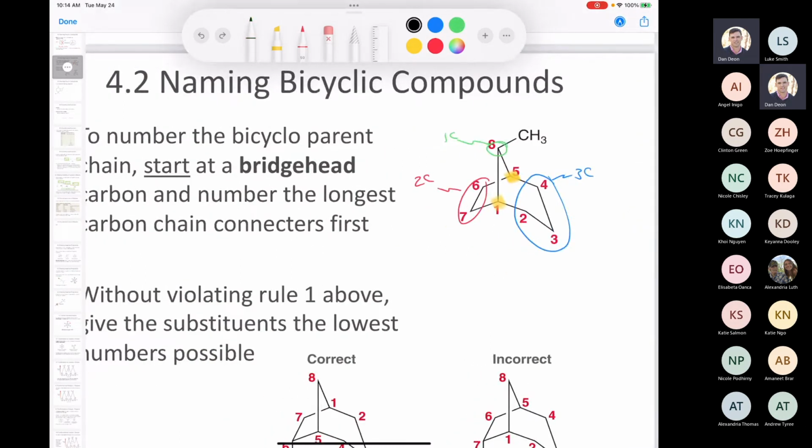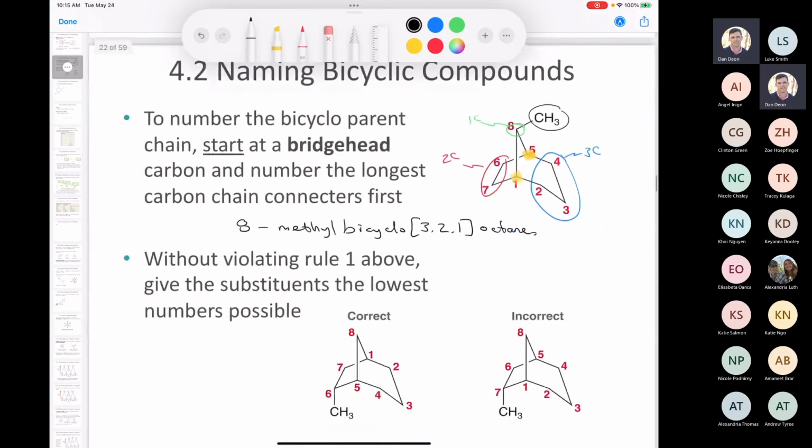So that means that this compound is a bicyclo 3,2,1 octane. And you have one substituent at carbon 8, so that means that this is an 8-methylbicyclo 3,2,1 octane. That is how you would name that compound. Now, there's another thing that I haven't answered yet.